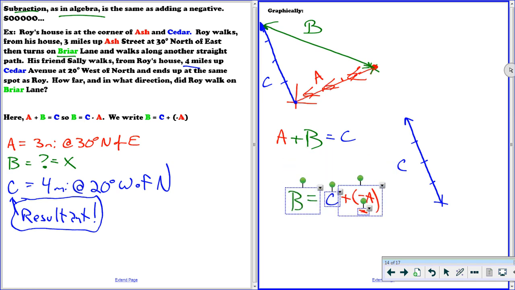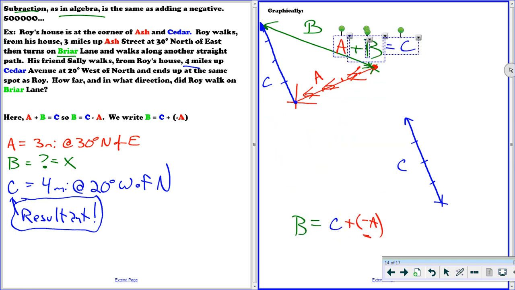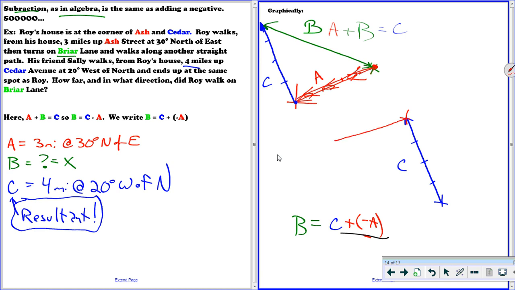Okay, so here's my vector C, and now my goal is I want to add negative A. So negative A is this one. I'm going to go here and draw negative A, something like that, 1, 2, 3 miles. So here's negative A. Right now I've got exactly what I wanted, C plus negative A, and that ought to be vector B.